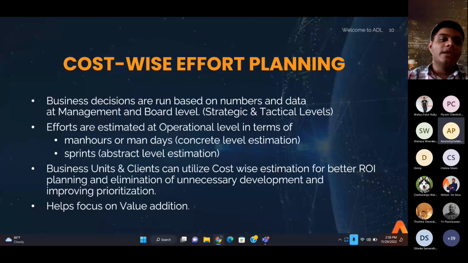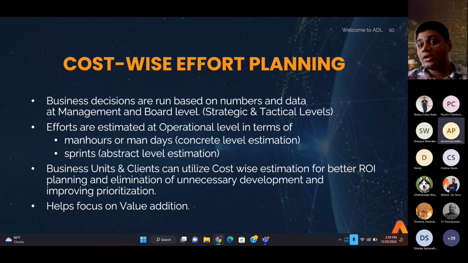So efforts are estimated at operational level. What you see is man hours or man days or maybe sprint. So at this level, the business units and clients should use cost-wise estimation for better return on investment for planning and elimination. So this would help focus on actual value addition.